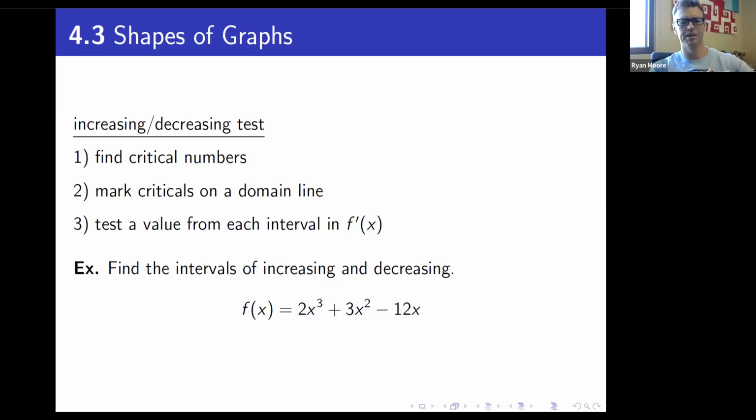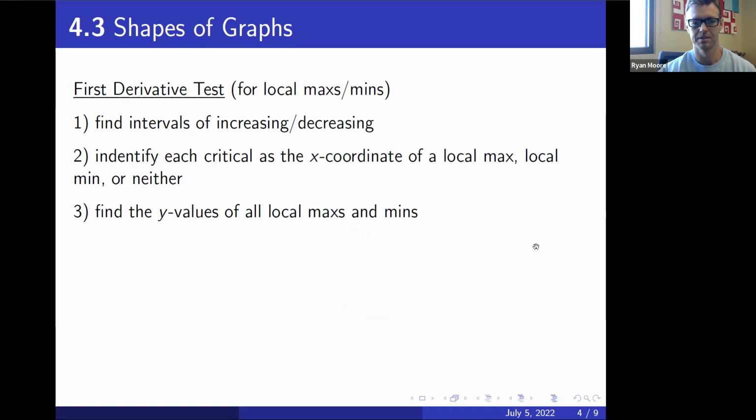Where were we? Just did this example, finding the intervals of increasing and decreasing. We can learn even more. That's a lot right there. We can, right? We're just getting started. Okay, the first derivative test.